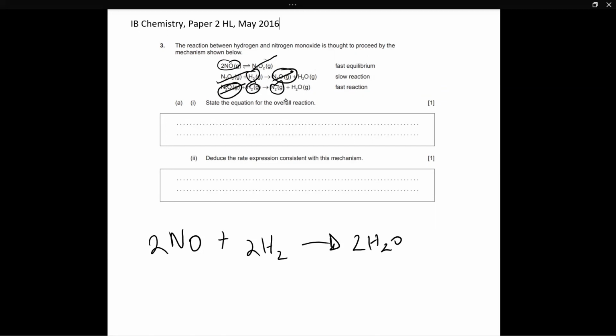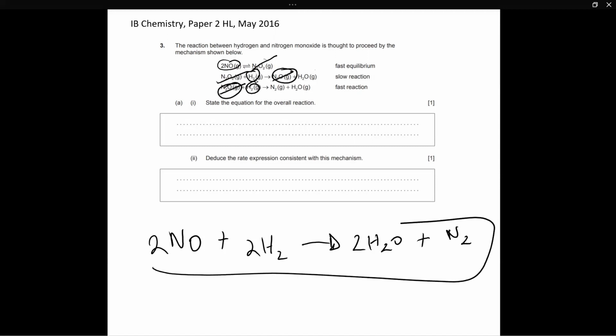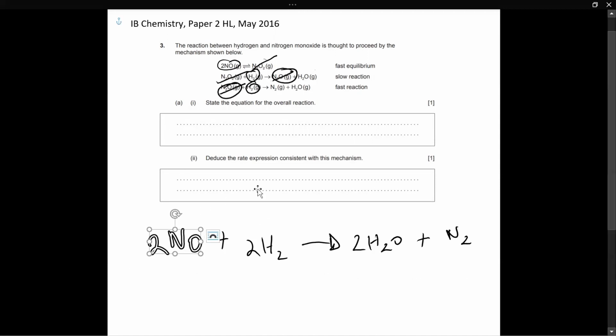Anyways, so 2H2O plus N2, which is being produced in the final reaction over here. That is our overall reaction. That's it. Just remember to cancel out the substances which appear on both the reactant side and the product side. That's what you have to cancel. This is our overall reaction. That's how easy it is. There you go, one mark in the bag. Let me just move this thing up.